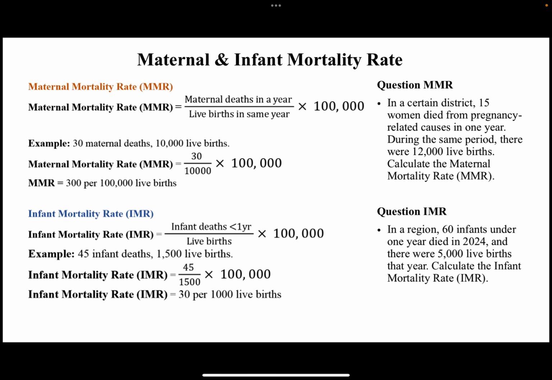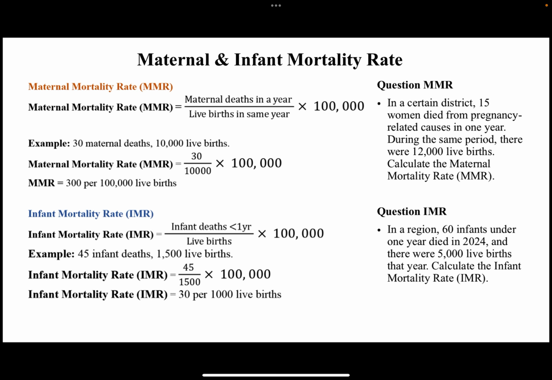Okay, so if you want to calculate infant mortality rate, how many infants died? 60. Okay, died in 2024, and there were how many live births? 5,000. So you are going to have 60 divided by 5,000. Then you multiply your answer by 100,000. So the answer will be 1,200 per 100,000 live births. Okay, so 1,200 per 100,000 live births. Is that okay? Great. So that's basically how we perform the calculation.